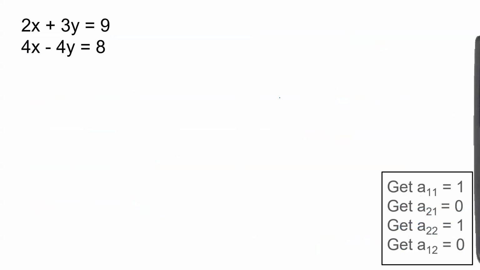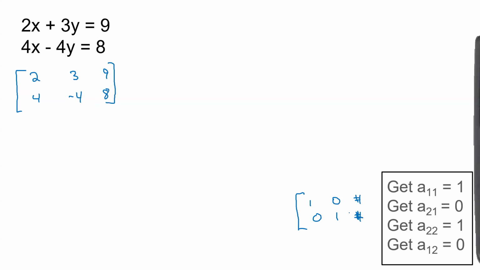All right, here's one, and I am going to write this as a matrix, augmented matrix. I've got 2, 3, 9, 4, negative 4, 8, like so. And remember that the whole goal here is to get something down here at the bottom that has 1, 0, number, 0, 1, number. Okay. That's what we're trying to move this into.